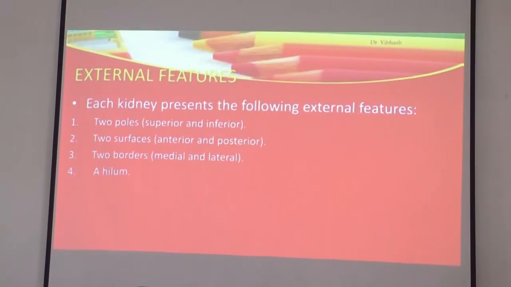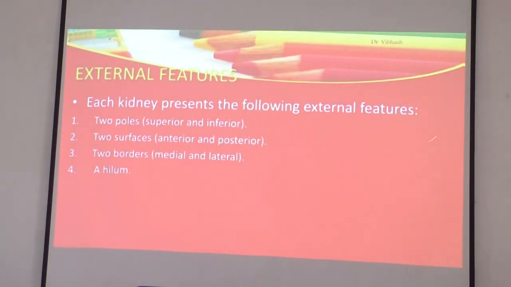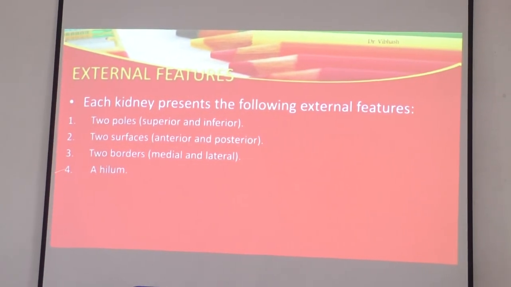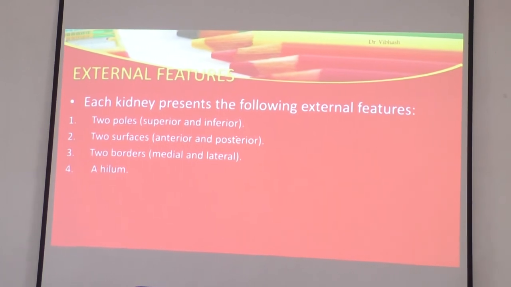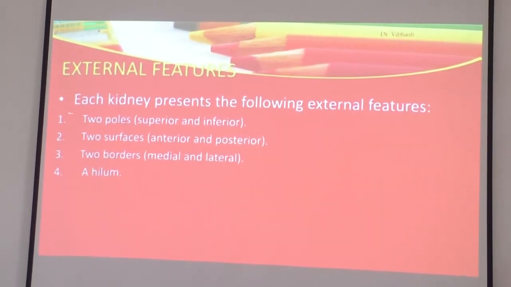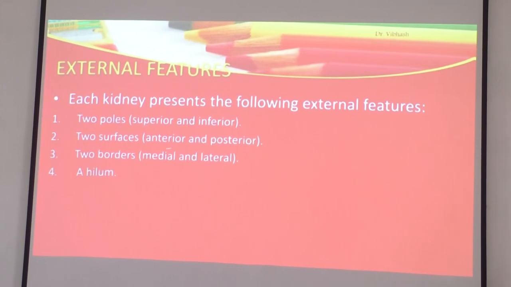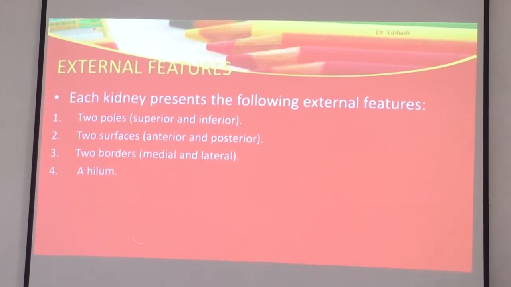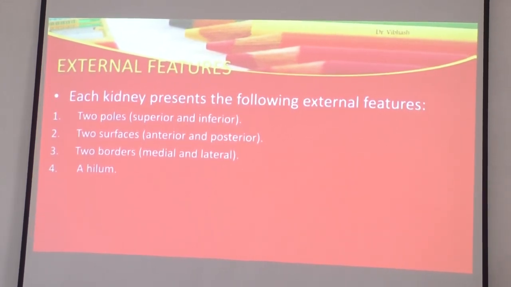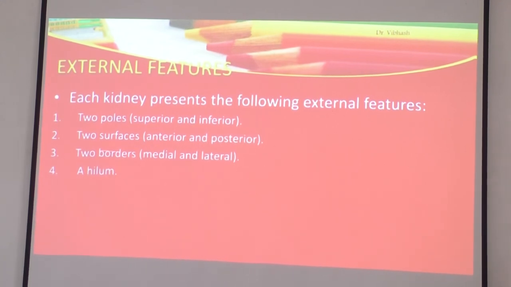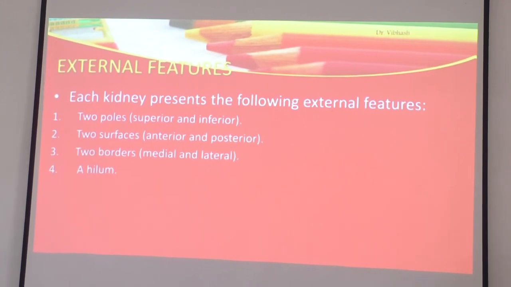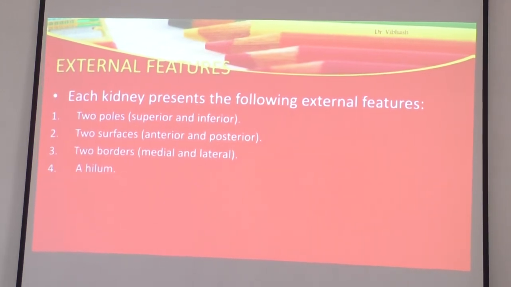Okay. So each kidney presents the following features. Two poles, superior and inferior pole, that is upper and lower pole. Two surfaces, anterior and posterior surface. Two borders, medial and lateral border, and a hilum. So these are the presenting parts. If you are asked what are the presenting parts of a kidney, you have to tell all these. Okay. So now we will discuss individual parts.